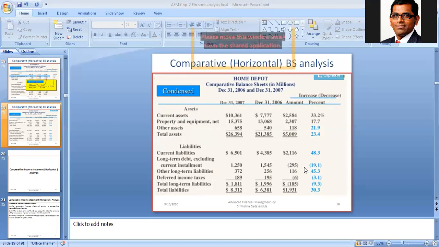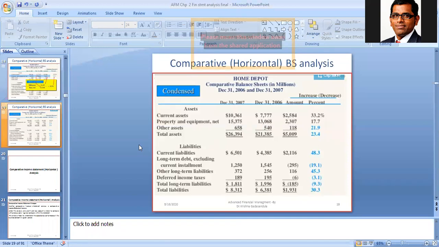So when liabilities are decreasing and going in a negative way, it is a good sign. And if assets are decreasing, it's not a good sign. So like this, we can do a percentage calculation by using this formula.